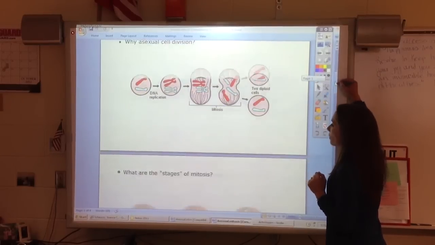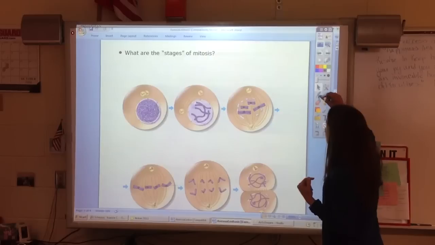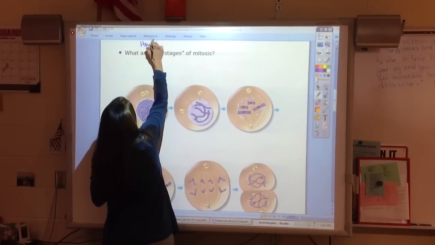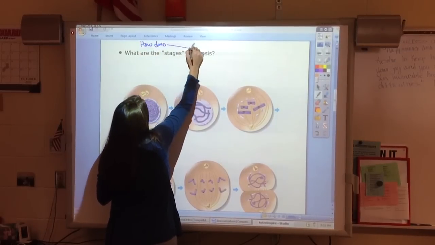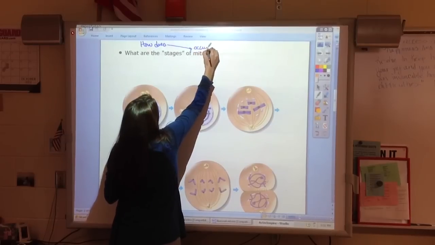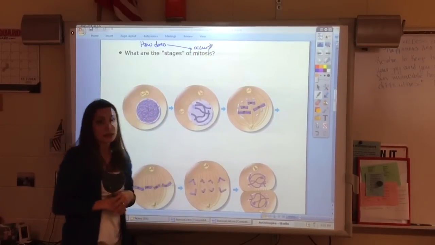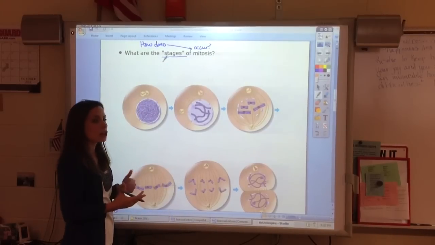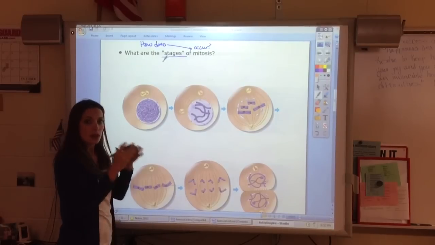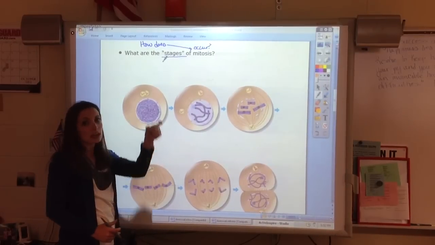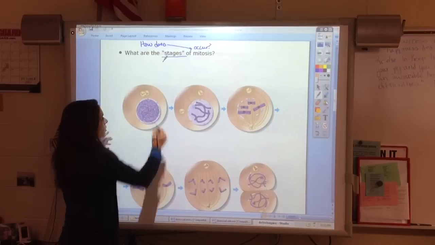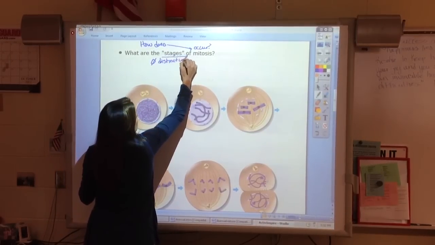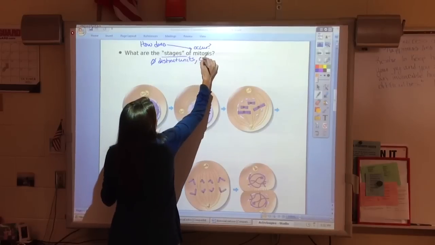So moving on, now we want to talk a little bit about the how. What are the stages of mitosis? This is really how mitosis occurs. It happens in these stages. We do want to talk a little bit about the concept of a stage before we move on. When we think of stages, we think of distinct units. In mitosis, they're not really distinct units. They're really more continuous.